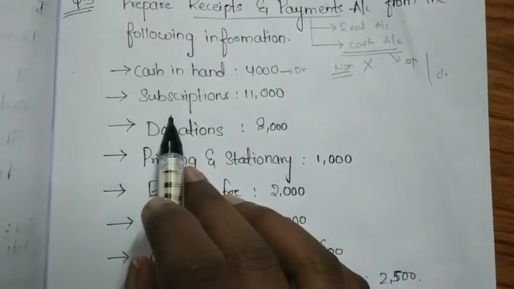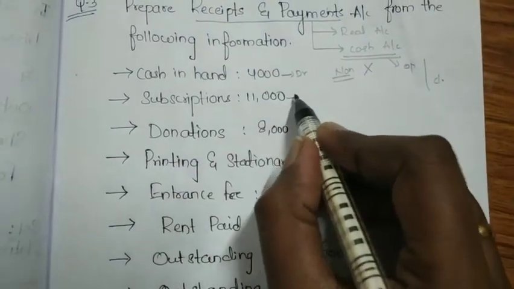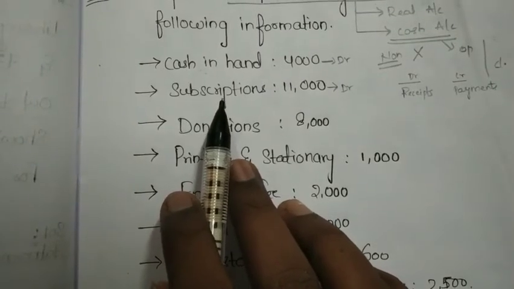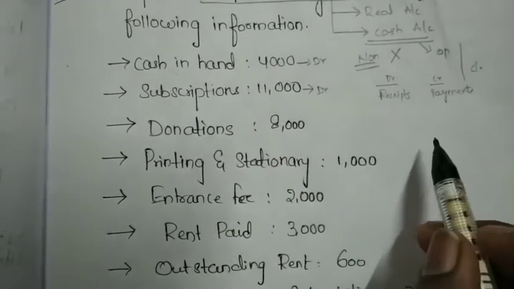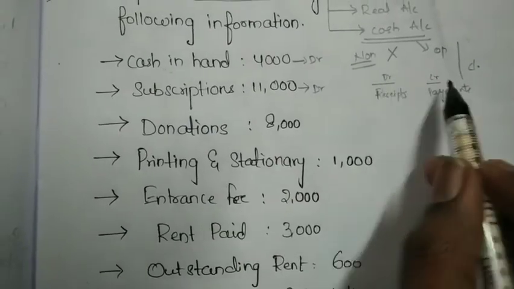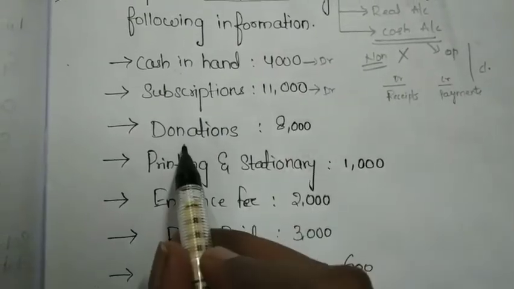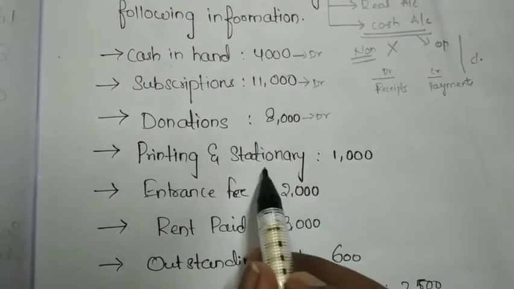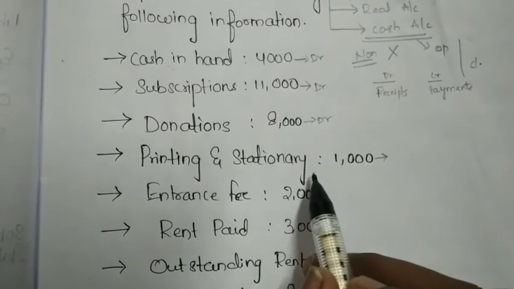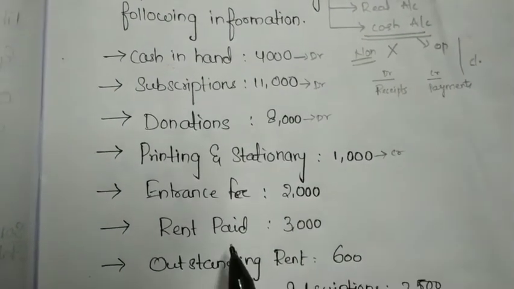And see the next one, subscriptions. So in the last video I said subscription is an income. So debit what comes in. So we have to debit this amount. So simply remember, debit all the receipts and credit all the payments. And see donation. So donation is also an income. We have to debit it. Printing and stationery, it is an expenditure. That means it is a payment. What we have to do, we have to credit it.